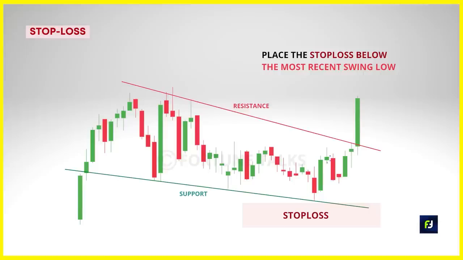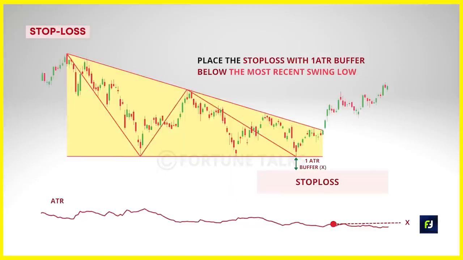So this is exactly where you need to keep your stop loss, that is just below the swing low or the support level. Now you can give the price some breathing space by adding one ATR buffer below the recent swing low or the support. I hope this is clear.